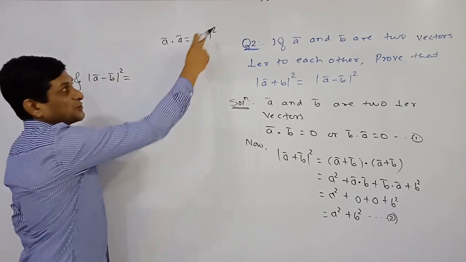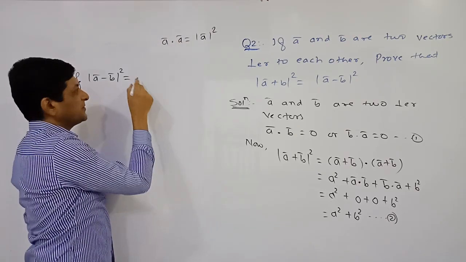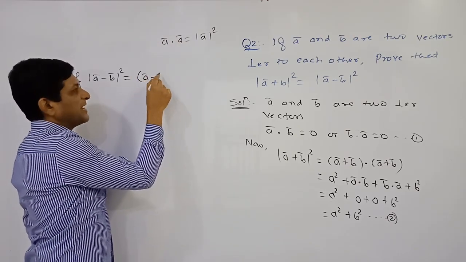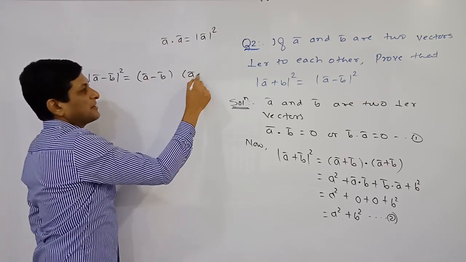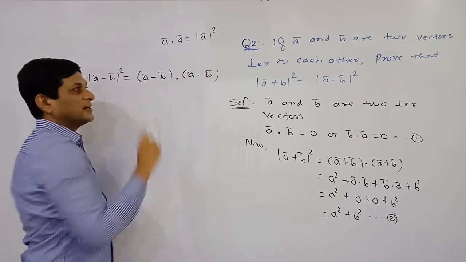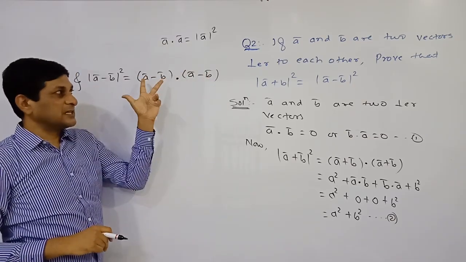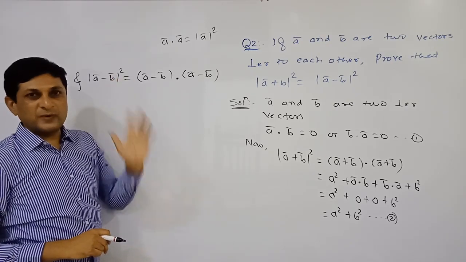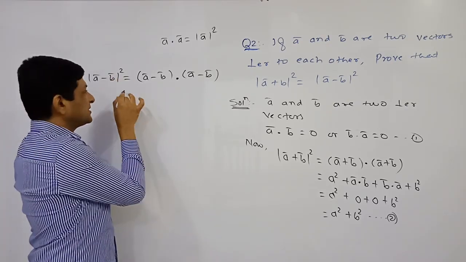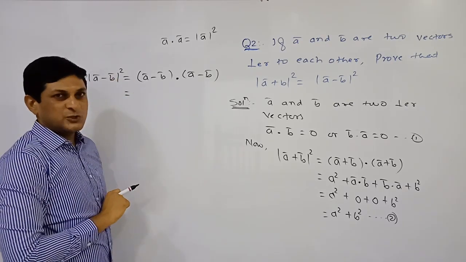again, the square of magnitude means the dot product of the same vector. Here the vectors are a bar minus b bar and a bar minus b bar, and we are taking their dot product, and according to this result, the dot product of the same vector is equal to the square of its magnitude. So now take the dot product of these two brackets.